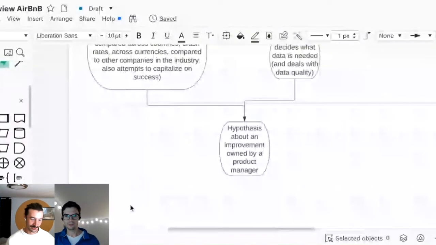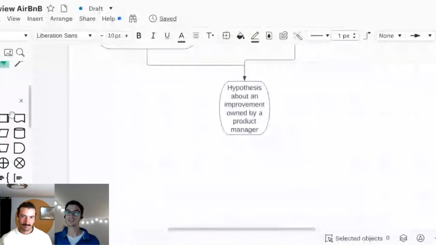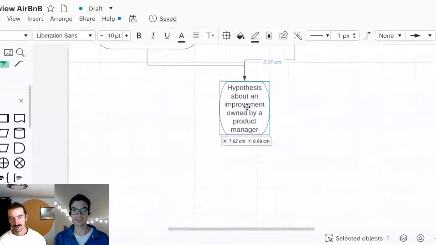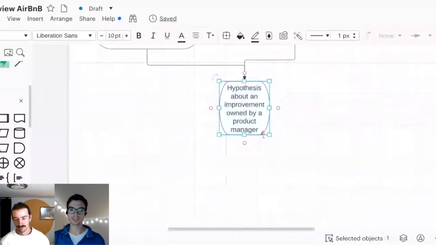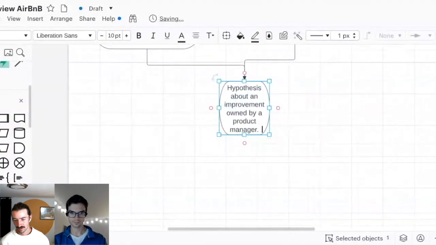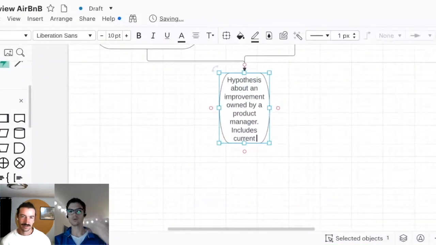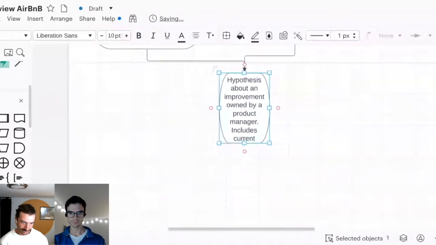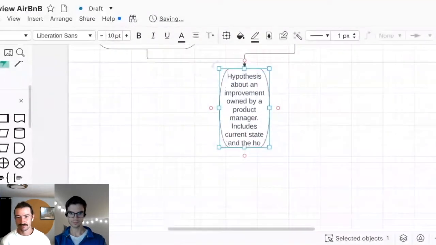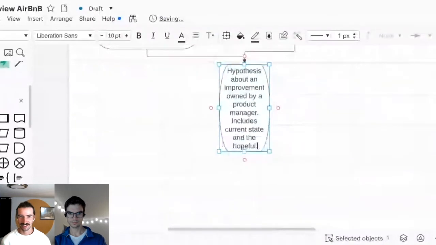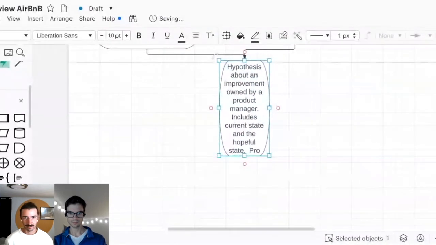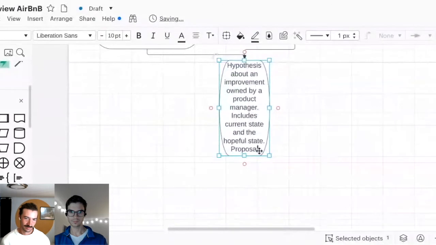All right. So we now have a hypothesis. And I guess this hypothesis includes the current state and the expected state, or the hopeful hypothesis state. I might even call it a proposal. A hypothesis to me would be, if we build this, this will improve. Perfect.